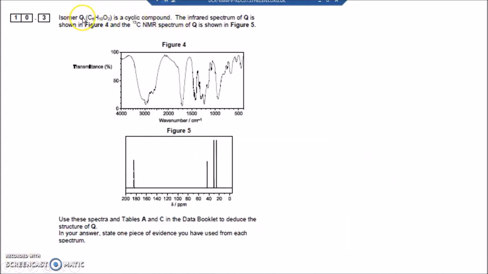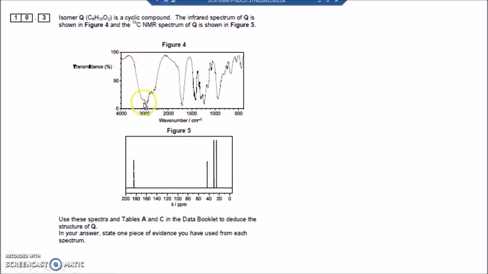Question 10.3. Isomer Q, C6H10O2, is cyclic, so it's got some kind of a ring in it. We can't assume that there are six carbons in a ring. There could be five or four. The infrared spectrum of Q is shown below, and the carbon-13 NMR spectrum of Q is shown below that.